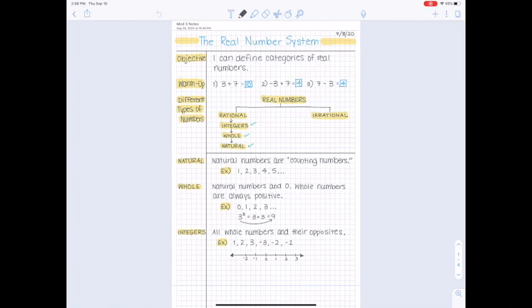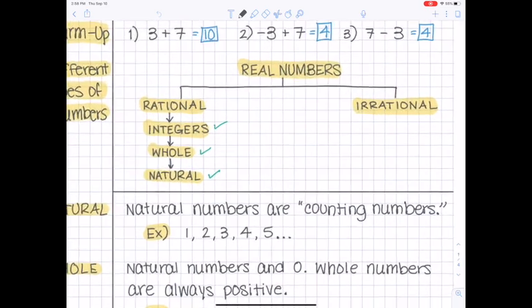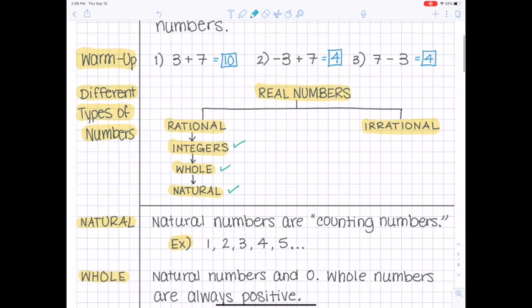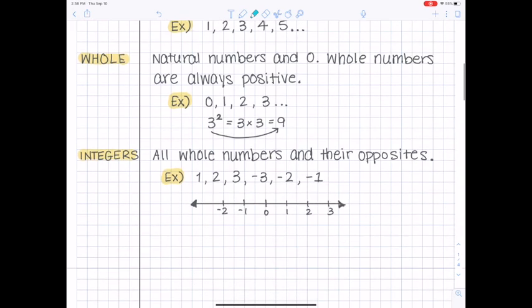So here we have our notes from last time. We were talking about the real number system, and we started to define some of the real numbers that we know. So if we look in here, we defined natural numbers, whole numbers and integers. So the numbers that we still have to define are rational numbers and irrational numbers. So we're going to go ahead and do that today.